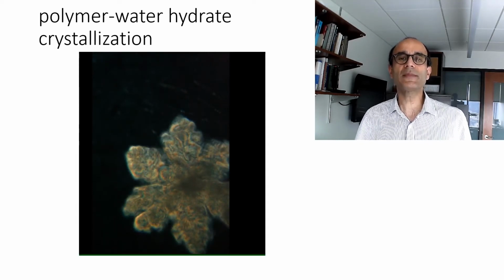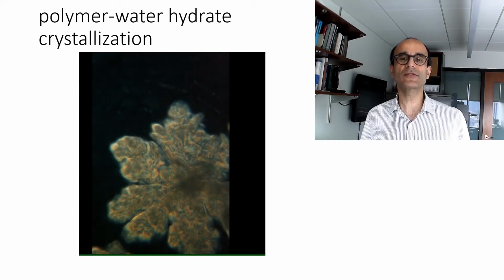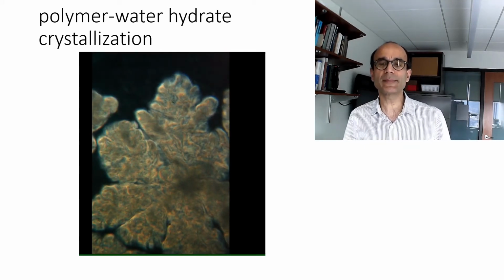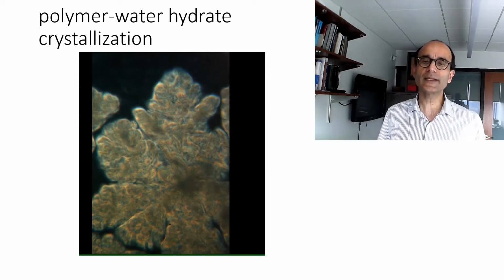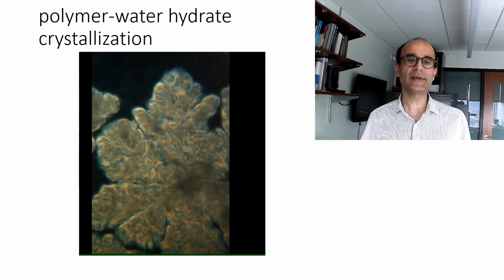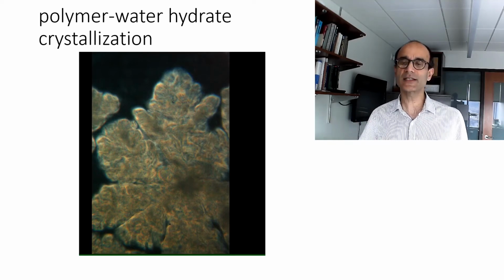We start with a polymer liquid mixture, and a particular type of crystal called a spherulite starts growing. In fact, it's not apparent from the video, but eventually the crystallization slows down because in this mixture, water is limiting. So when the water runs out, the crystal cannot grow further.